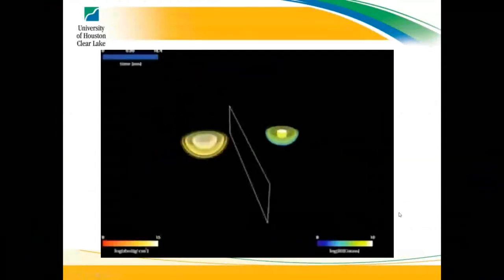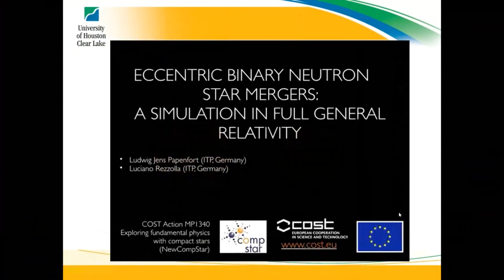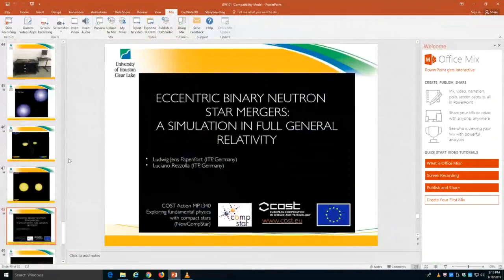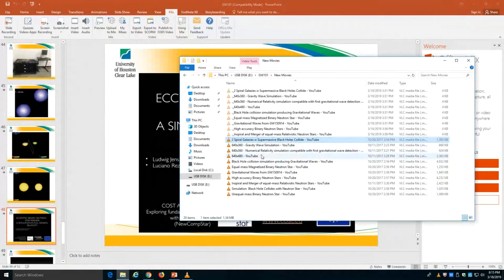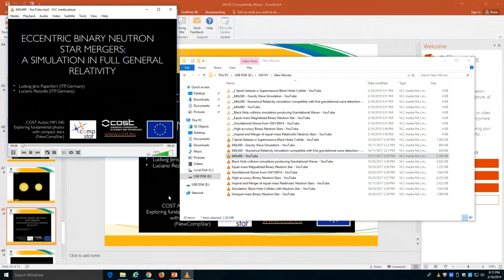So I think I already showed you some of these other movies. Oh, I didn't show you this one. This is another movie that shows the neutron star mergers in full general relativity.